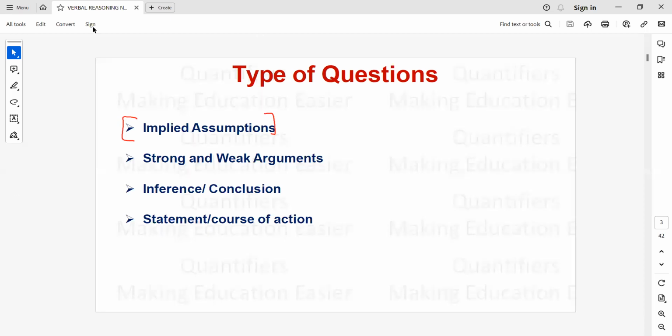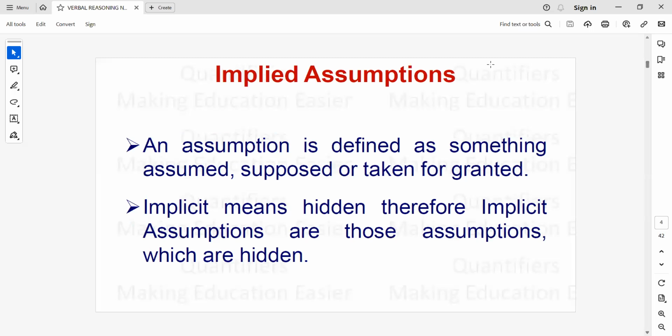So what do you understand by assumptions? Assumptions are something that our entire life is based on. Every now and then we actually make an assumption. So let's understand what the assumptions actually are. If you're able to understand the assumptions, your task is half done, right?